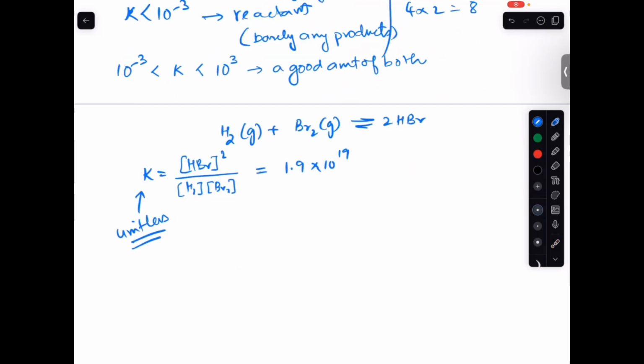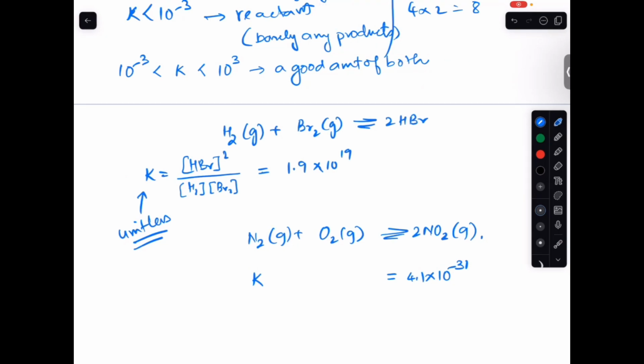Here's another reaction. N2 plus O2 gives us 2NO2. And K for this, go ahead and write the equilibrium expression for this while I write the value of K, 10 to the negative 31. All right, so this should be NO2 raised to 2 over N2 times O2.